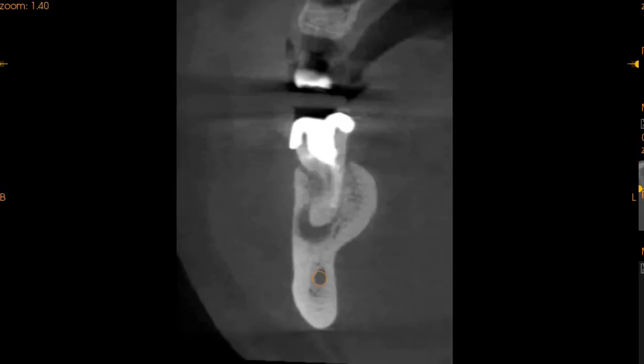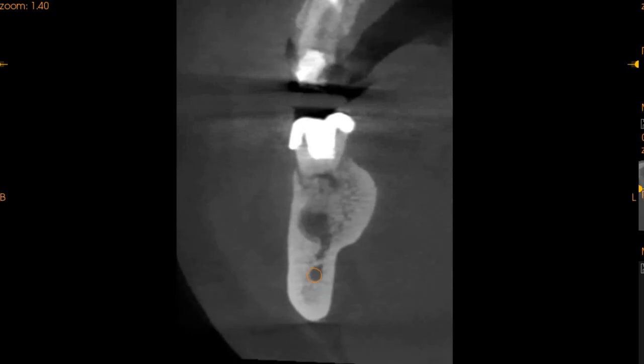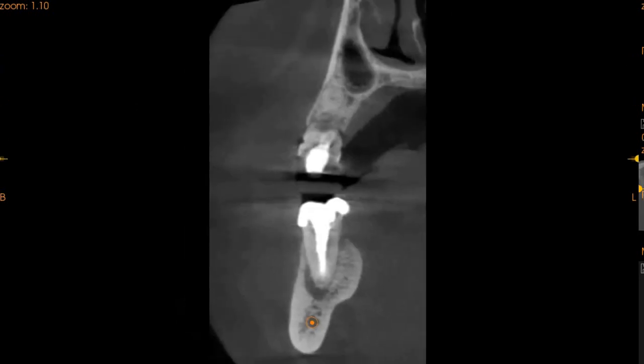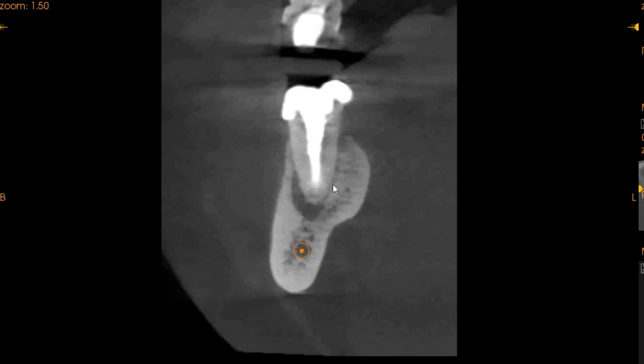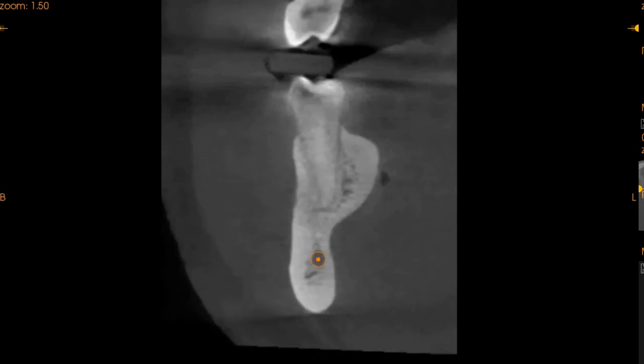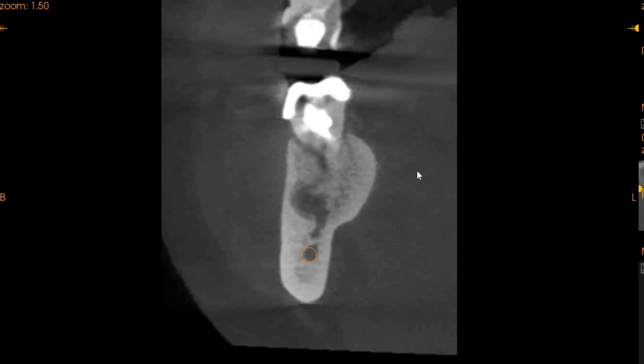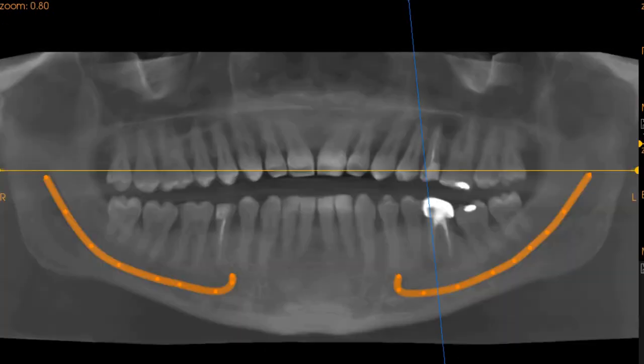The lower left 6 region, we've got an endodontically treated tooth as well. This is the distal root. The distal root has a periapical radiolucency. This has a restoration of a crown as well. Moving to the mesial root, however, is quite significantly affected as well. There we go. This is the mesial root.